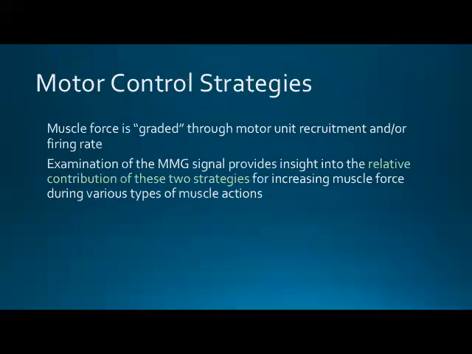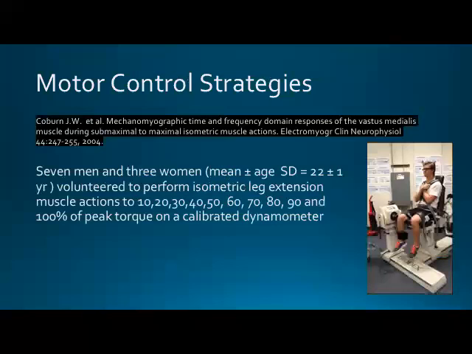So muscle force is graded through motor unit recruitment and or firing rate, and that's what we were talking about earlier. When we overlay our MMG signal with our EMG signal, we can further tease apart which of the strategies is actually being used to modulate force. In this first study, done in 2004, 7 men and 3 women participated in isometric leg extension, using a dynamometer very similar to what we have here. They performed this leg extension, kicking out and holding against a lever arm at 10, 20, 30, 40, 50, all the way up to 100% of peak torque on the calibrated dynamometer.